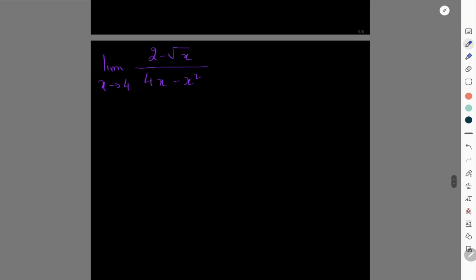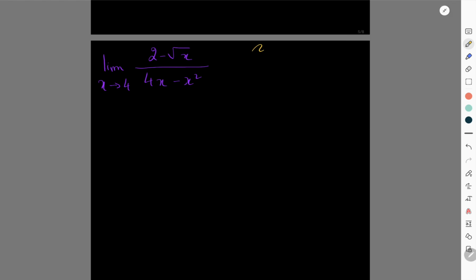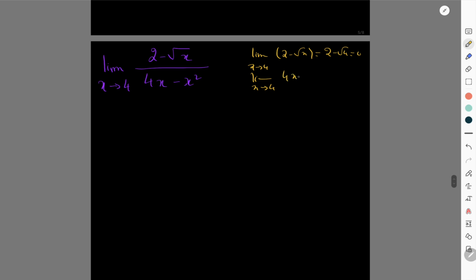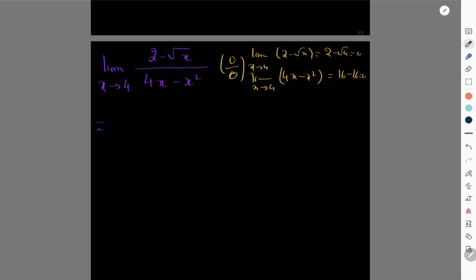Here is another one: the limit of (2 minus root x) over (4x minus x squared) as x approaches 4. Notice here the top will approach 0. 2 minus root x is 2 minus root 4, which is 2... wait, that is 0. And the bottom will also go to 0, right? 4x minus x squared is 16 minus 16, which is 0. So I have a 0 over 0 as an indeterminate form, so I really have to work around that.